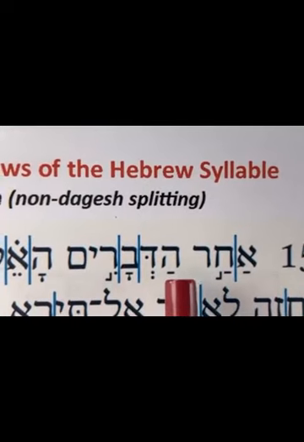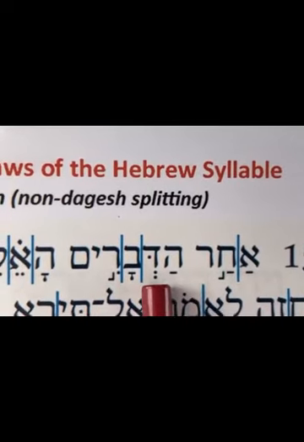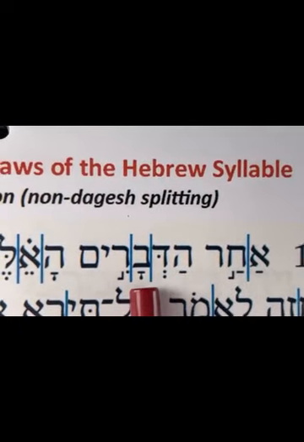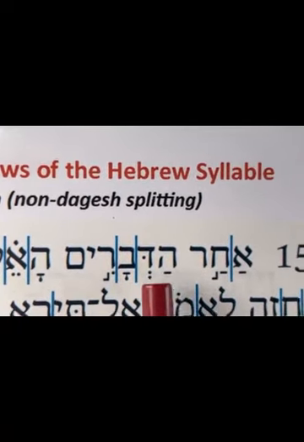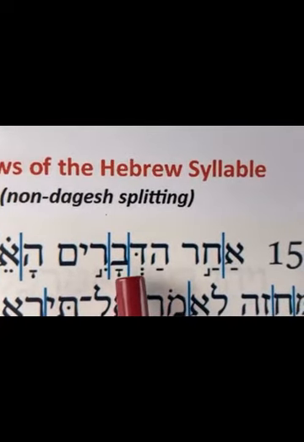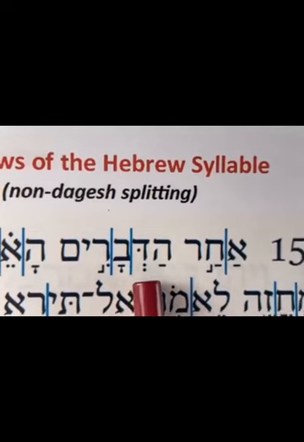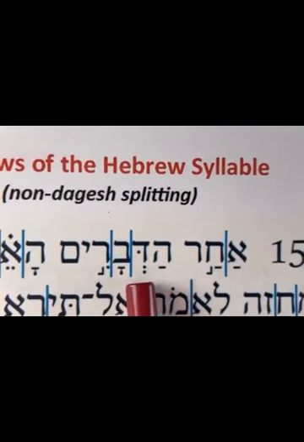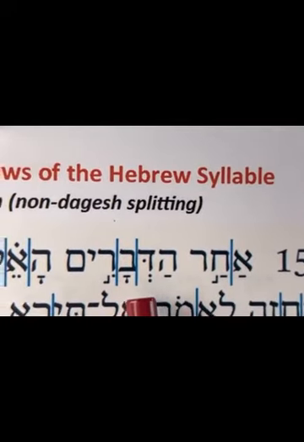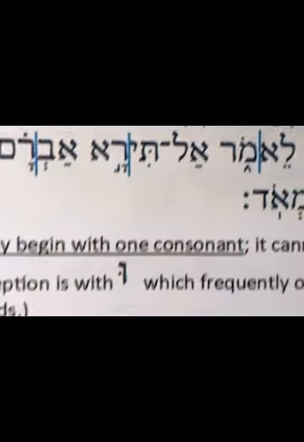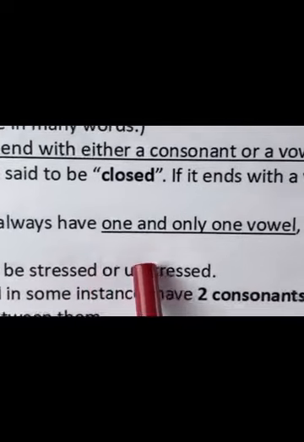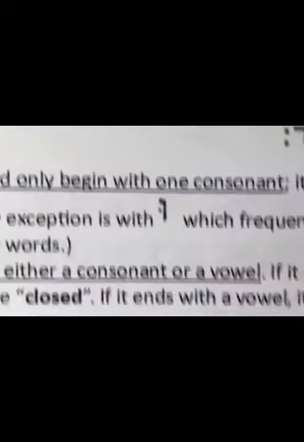Okay, so with Sparky's simplified approach, this happens to be a silent shva, so it's had, va, rim, and then we have a little rule that if there's a strong dagesh in the letter above the shva, you actually have to pronounce the shva. So hadavarim, hadavarim, all right? So let's go back to rule 3. A syllable will always have one and only one vowel.